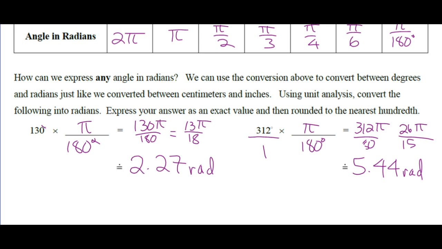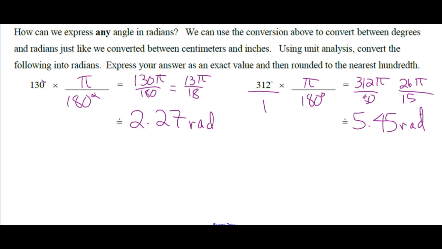Who rounded? Okay, so 5.45 I am told, rounded to the nearest hundredth. If you have problems rounding, set your calculator mode to 2. Instead of float, set it to 2, it'll round for you.